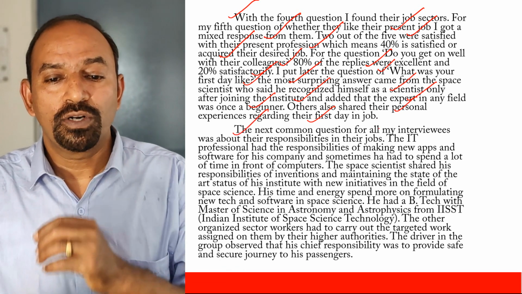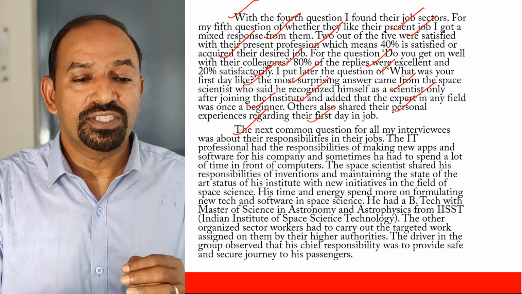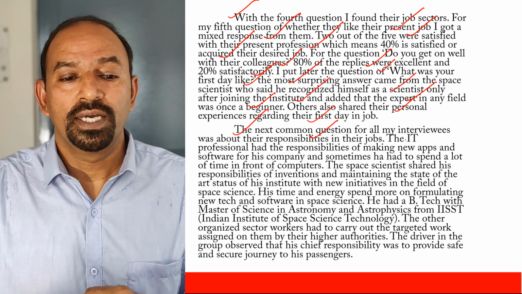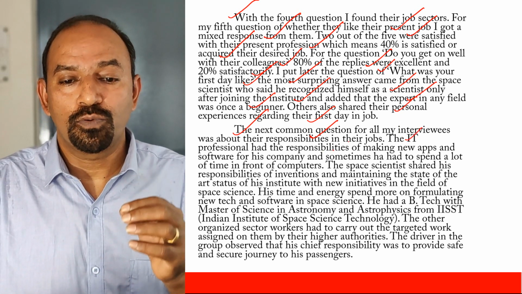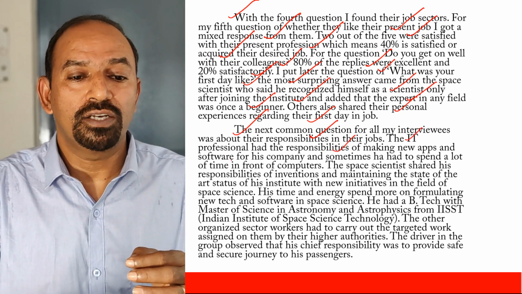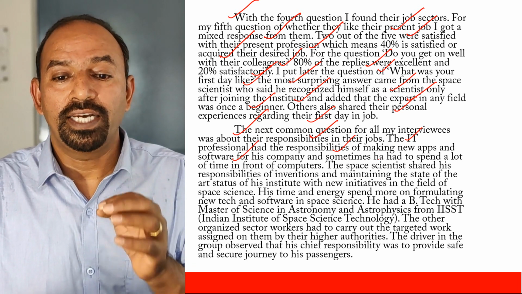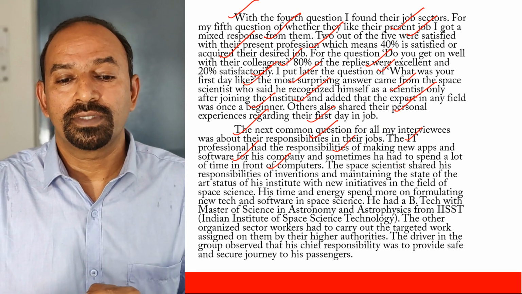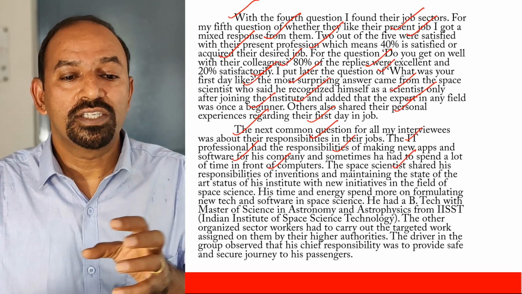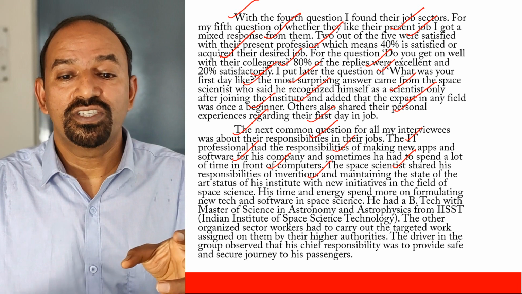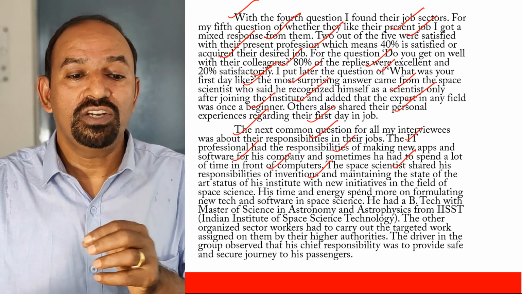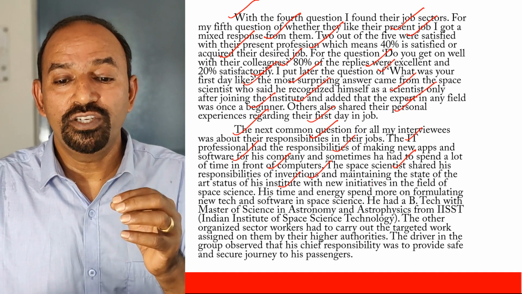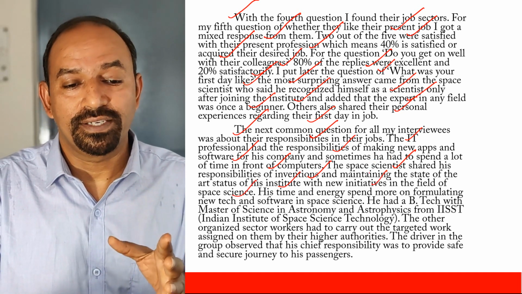The next common question for all my interviewees was about their responsibilities in their jobs. The IT professional had responsibilities of making new apps and software for his company, and sometimes he had to spend a lot of time in front of computers. The space scientist shared his responsibilities of inventions and maintaining the state-of-the-art status of his institute with new initiatives in the field of space science.